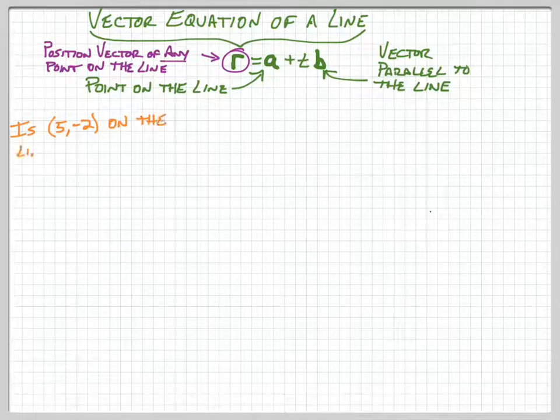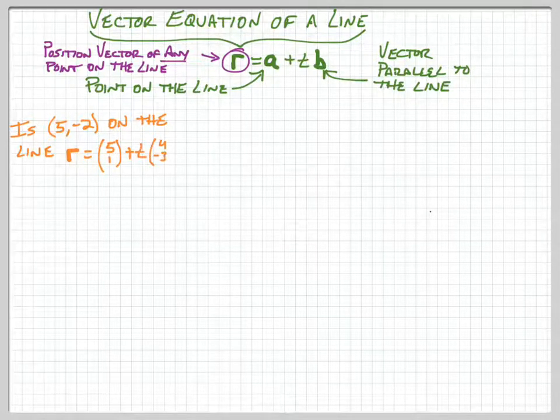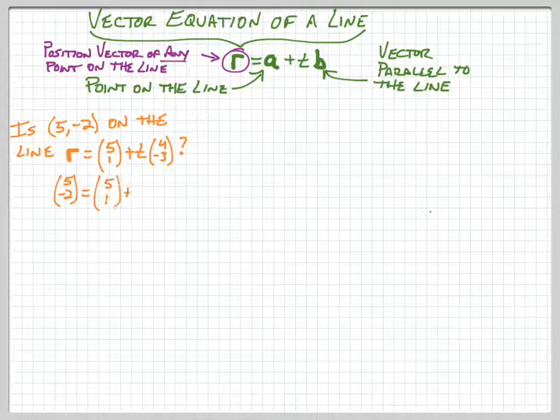All right, so one way that we can use this is to determine if a point is on the line. So is (5, -2) on the line (5, 1) plus t(4, -3)? Well, if we want to know if this is on the line, then the value of (5, -2) should satisfy this equation. So we're just going to plug that right into the equation. So we get (5, -2) equals (5, 1) plus t(4, -3).